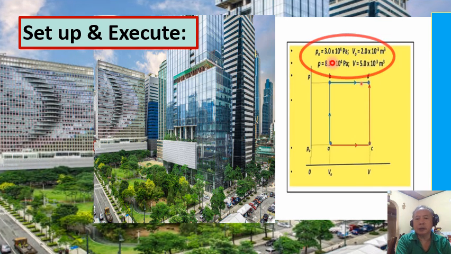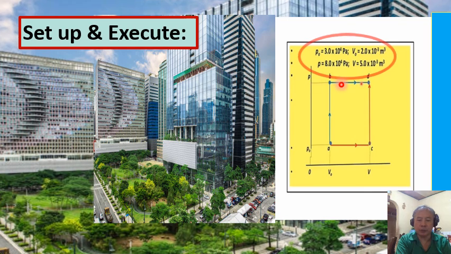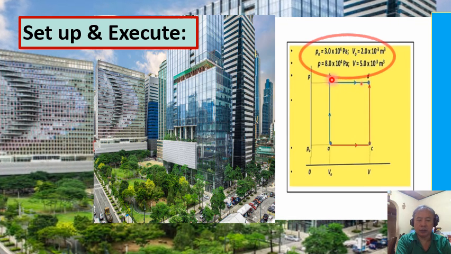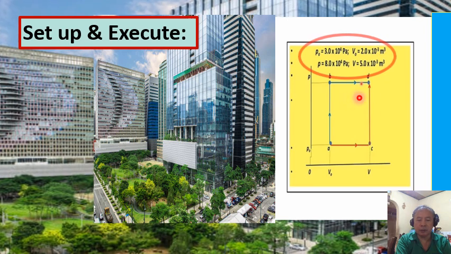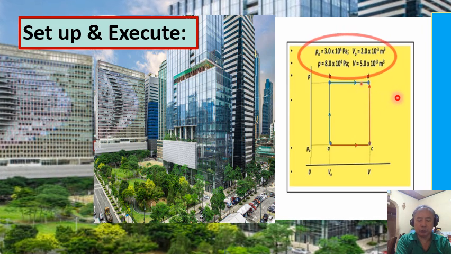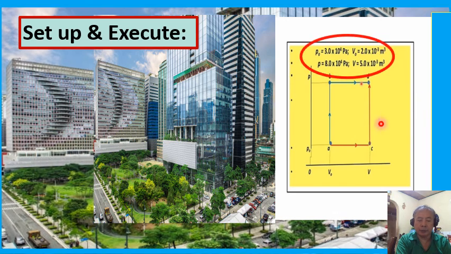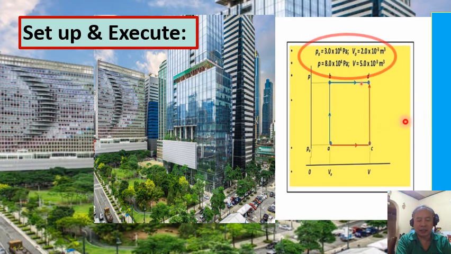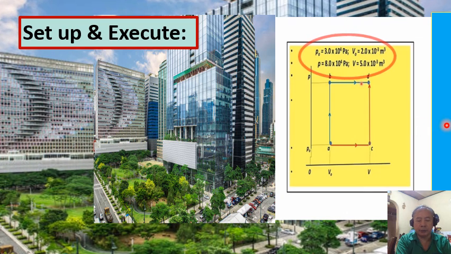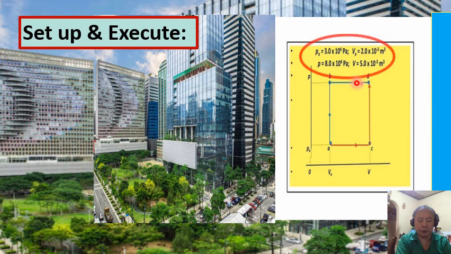We're also given the following quantities in this problem. The initial pressure P naught equals 3.0 times 10 to the fourth power Pascal. The initial volume V naught equals 2.0 times 10 to the negative 3 cubic meter. The final pressure P equals 8.0 times 10 to the fourth power Pascal. And the final volume, capital V, equals 5.0 times 10 to the negative 3 cubic meter.